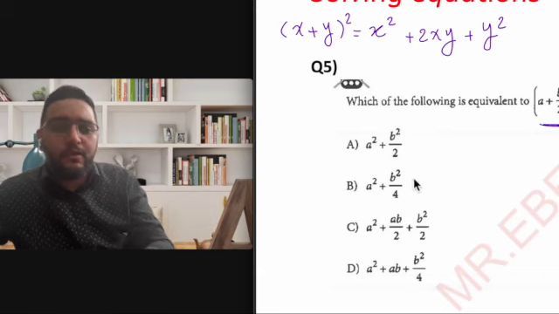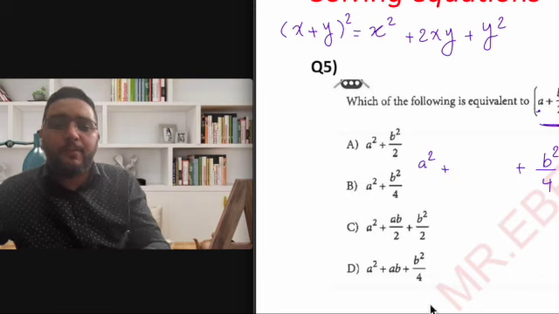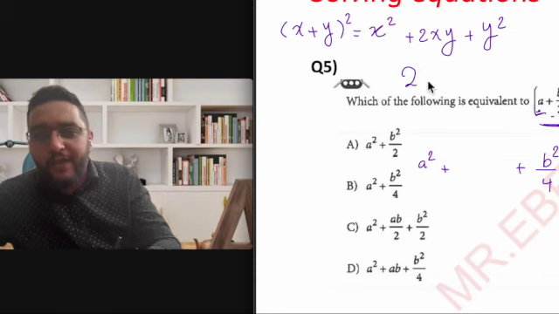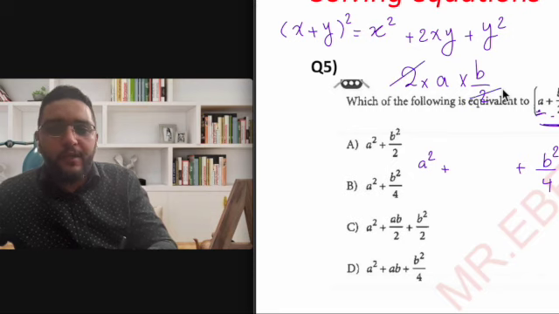Okay. The same for this question. The first term squared will be a squared. The second term squared, b over 2 squared, means b squared over 2 times 2, which equals 4. Plus, in the middle, just multiply 2 times the first term, which is a, times the last term, which is b over 2. We will cancel 2 and 2, so the answer is ab. So we have in the middle, ab.